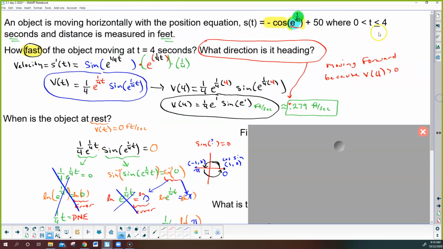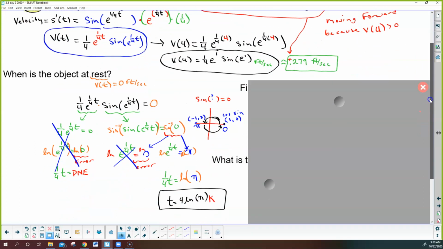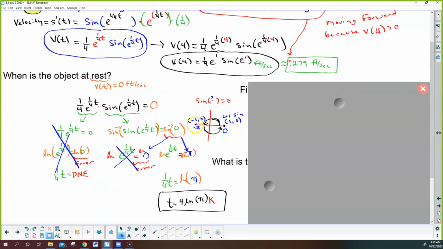But notice we're only doing this for the first 4 seconds, and pi is 3.14, so 4 seconds would be just past this. So the only true answer is what we have written in black. If there wasn't that domain, then we'd have to multiply by a k.